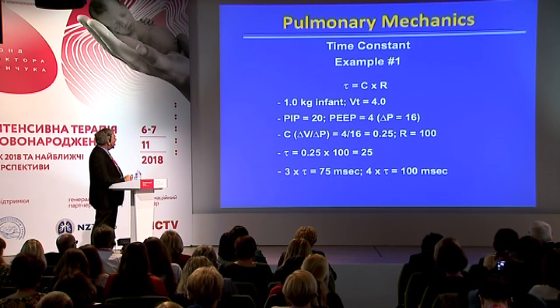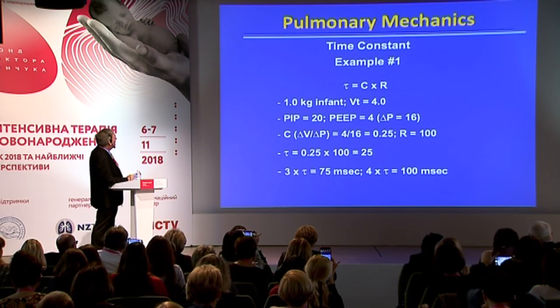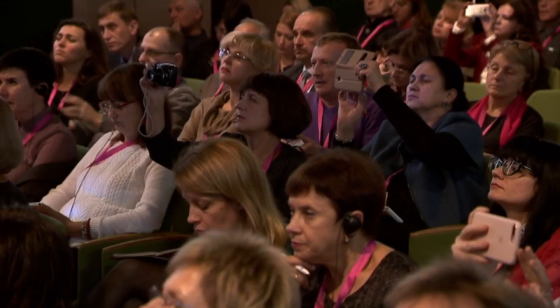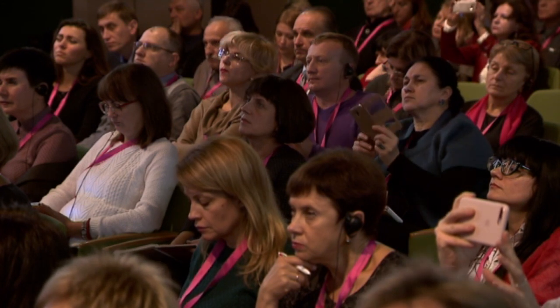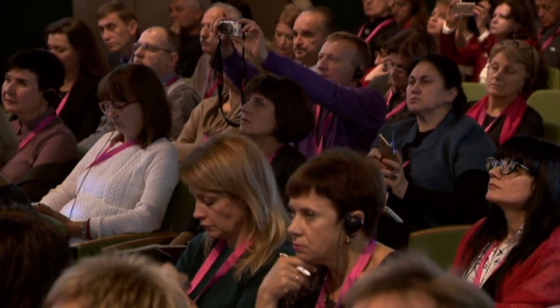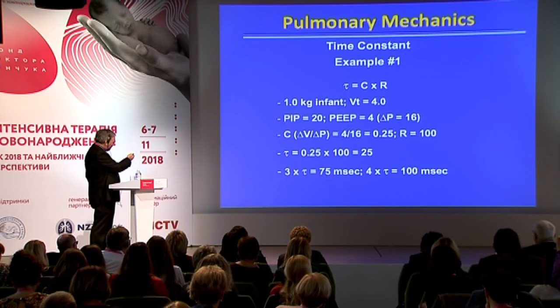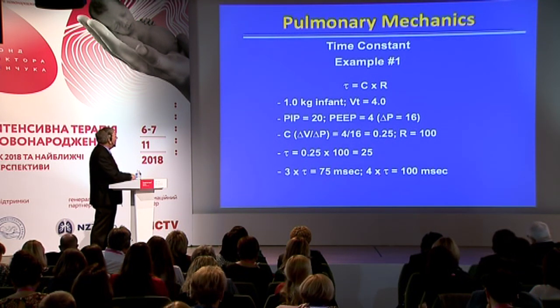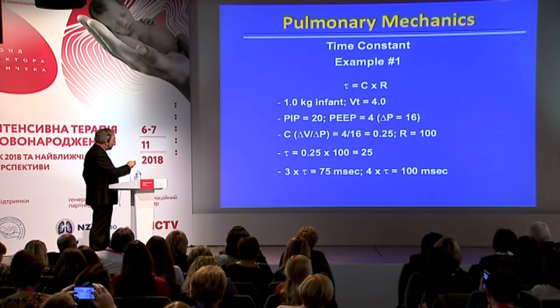And here is just an example. A 1 kilogram baby with a tidal volume of 4 who is on that mythical 20/4 pressure. It shows you here that your time constant ends up being 25 milliseconds. So 3 time constants is 75 milliseconds. 4 time constants would get you up to 100 milliseconds.